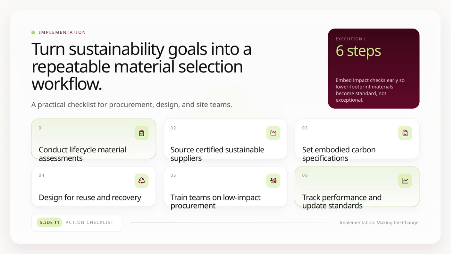Finally, track performance continuously and update your standards as you learn and improve, making sure that lower impact materials become the default choice rather than the exception. By embedding impact checks early in the process, we can shift the norm towards sustainability throughout the entire project lifecycle. This checklist isn't just a set of tasks. It's a roadmap to making meaningful, lasting changes in how materials are chosen and used.